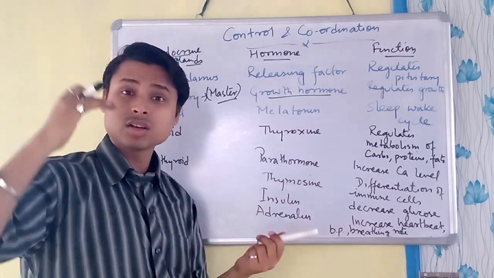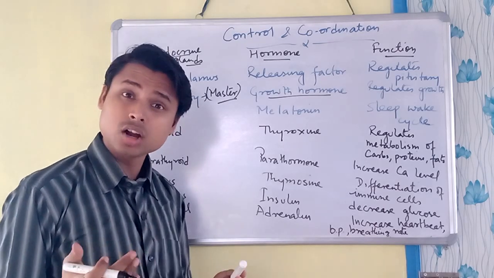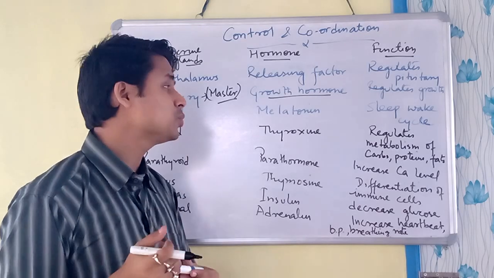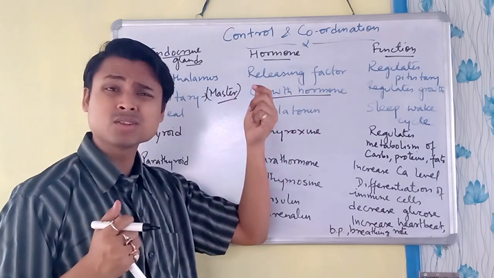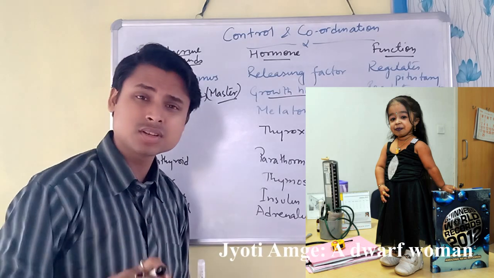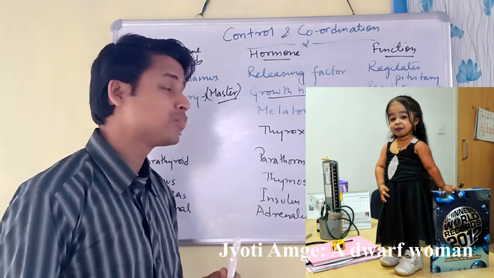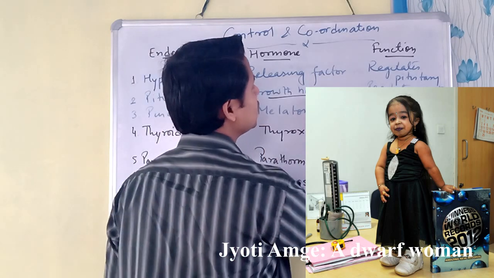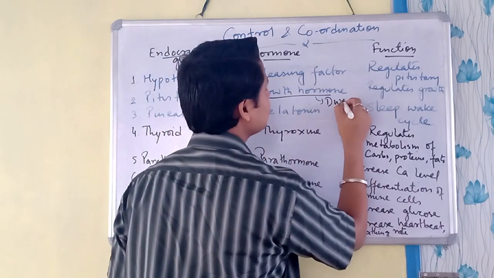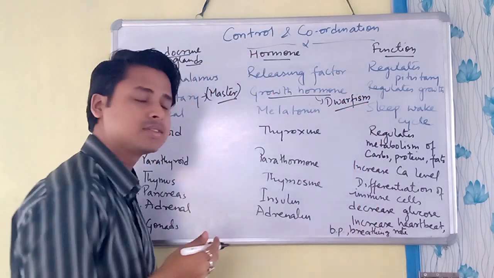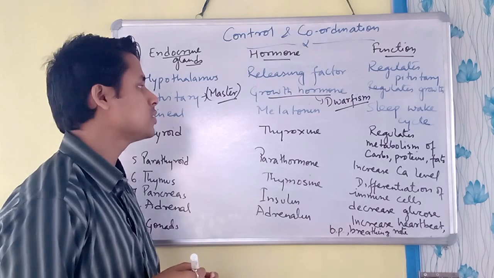Someone becomes too tall, someone becomes a dwarf, short, right? If someone becomes short, it is due to deficiency of growth hormone, meaning growth hormone is not working properly. That's why the person becomes short or dwarf, and deficiency of this growth hormone causes dwarfism.